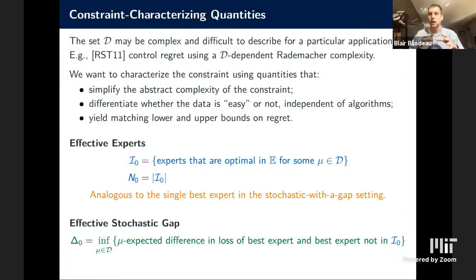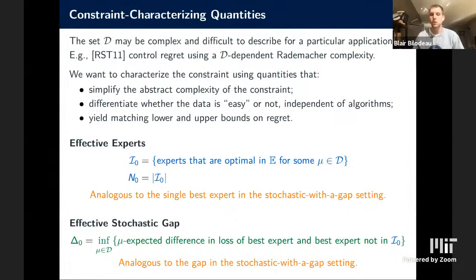So we're seeing how separable the collection of effective experts, the ones that can be good, is from the ineffective experts, the ones that can be bad. Then we take the inf of that separability over all distributions in our set D. This is analogous to the gap in the stochastic setting, which corresponds to the expected loss difference between the best and the second best expert.